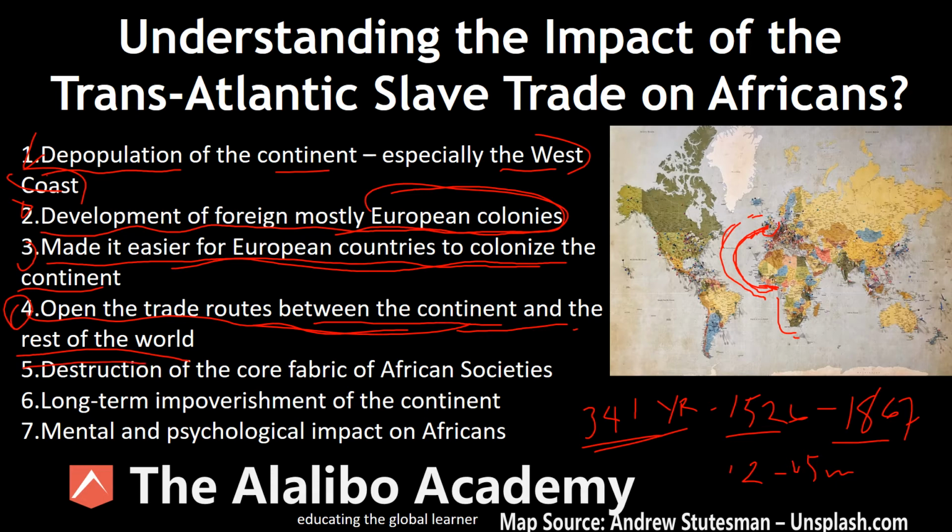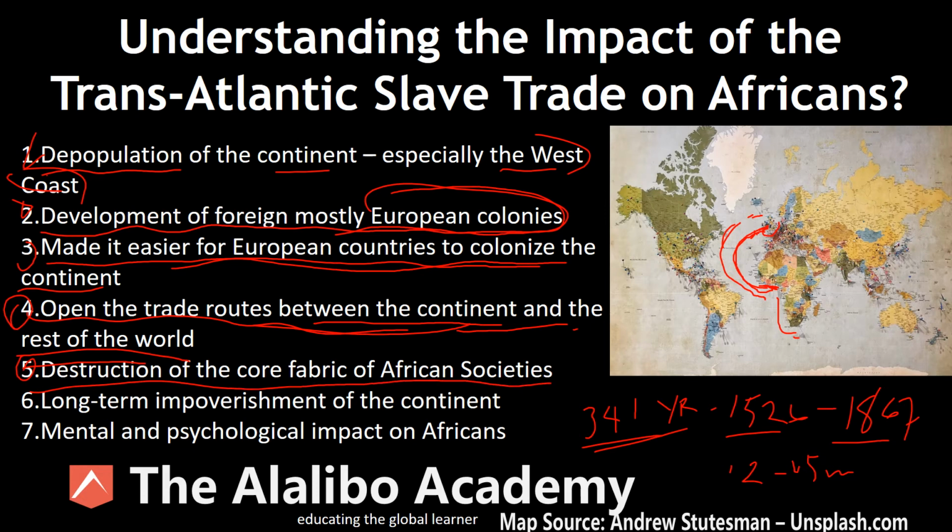Right? So with open trade routes between the continent and the rest of the world, European powers were taking precious materials from the continent and trading those materials all over the world, taking them to their own countries, benefiting from it. And again, this is also a very important point to note. While it opened the trade routes, it was a one-way trade in terms of those who were benefiting from it, and Africans were at the short end of the deal.